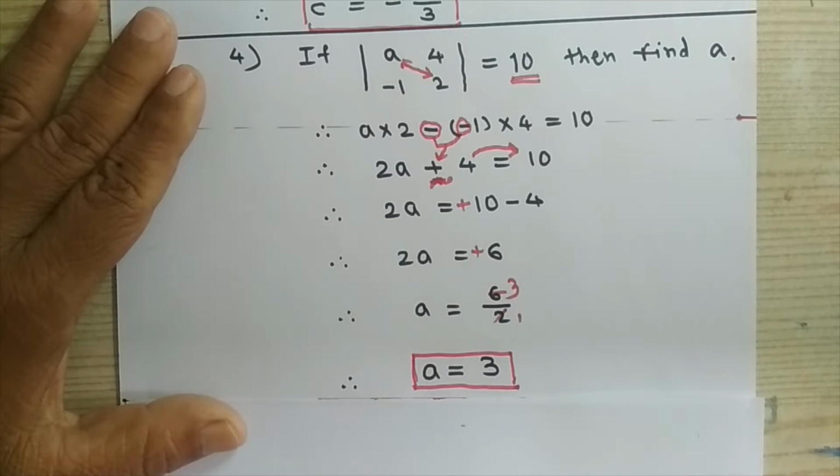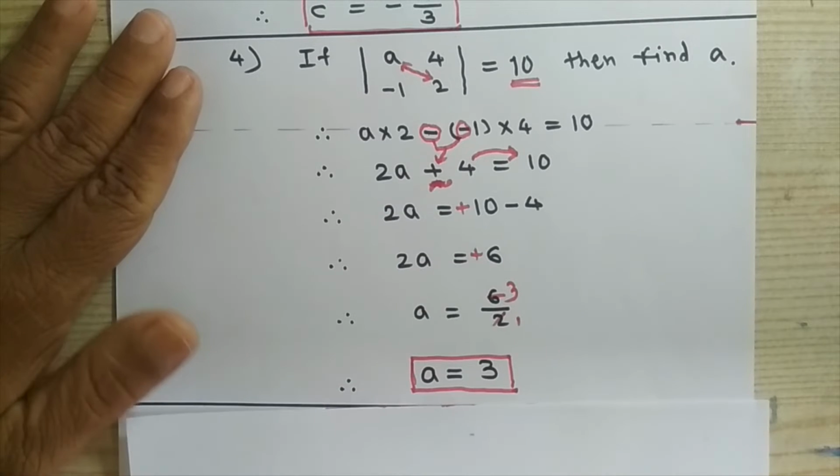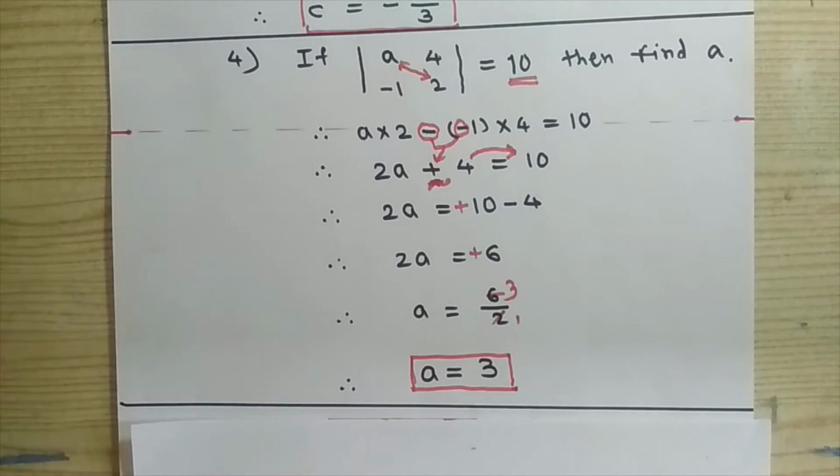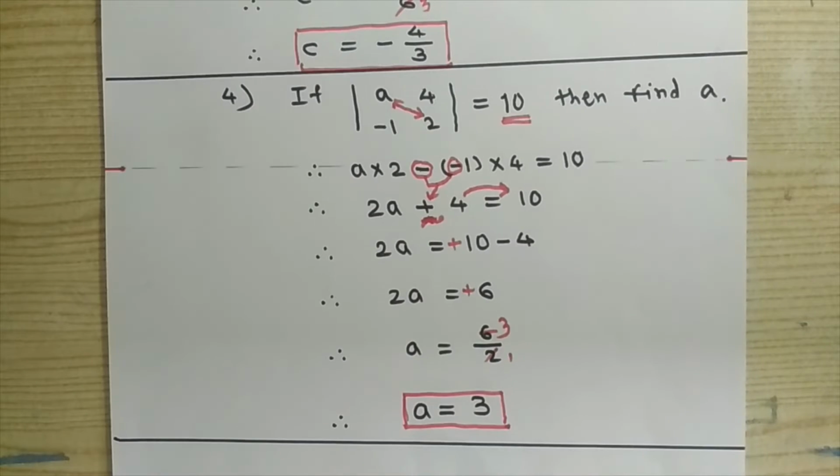Such types of examples are also important. We have to see them one by one. Now you know how we solve such types of determinants. Yes. Now we have to go ahead. Next part of this one.